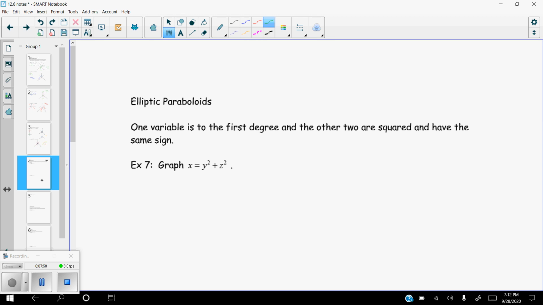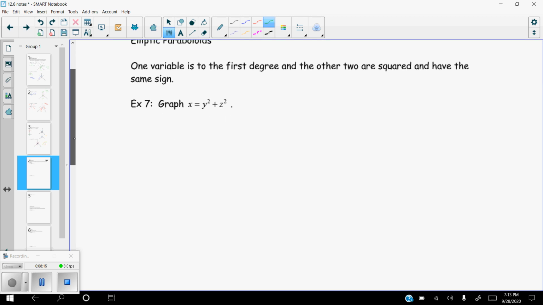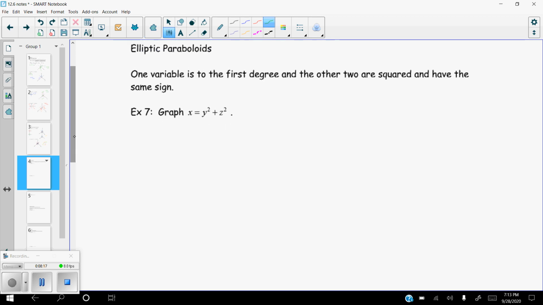These are what are called elliptic paraboloids. So one variable is raised to the first degree, and the other two are squared, and they have the same sign. So in this case, we have x equals positive y squared plus z squared. We could have x equals negative y squared minus z squared. They must have the same sign in order to be an elliptic paraboloid. So let's go ahead, and this one we actually have to do a little bit of work. Drawing these is actually easier, but doing the traces and figuring things out is not quite as easy.